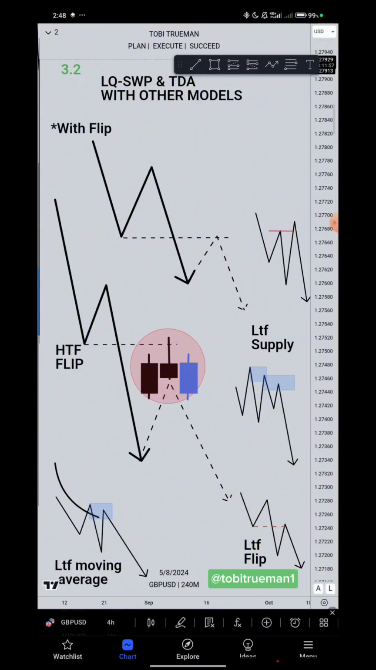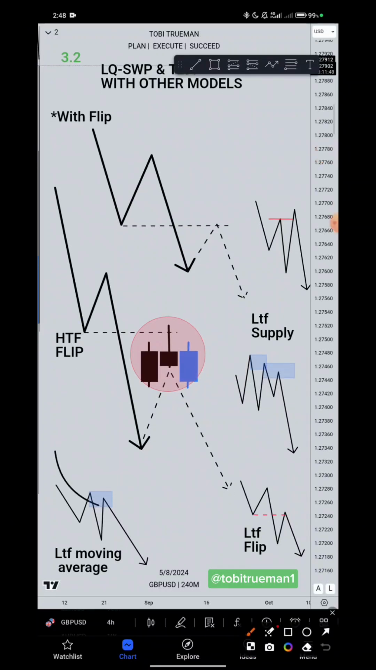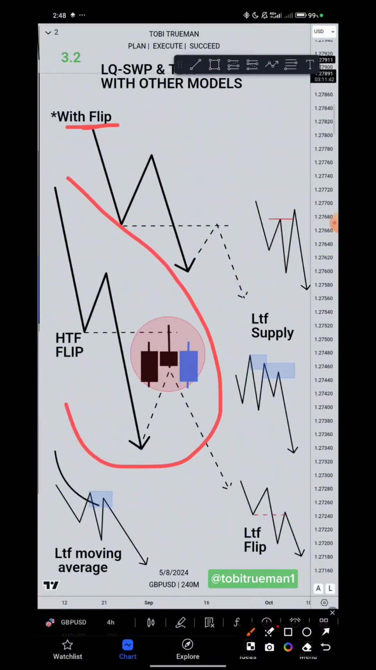Then how can we trade it effectively? By combining this with other models. That's what we want to study here. Now if we want to study it with flip, maybe we'll look at our higher time frame. We see that there was a flip on the higher time frame, let's say on the weekly time frame.